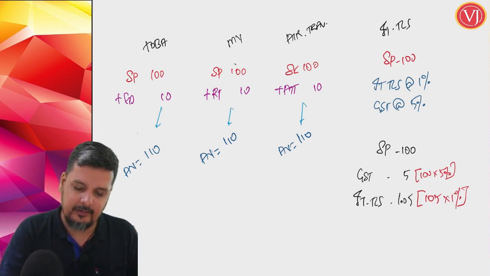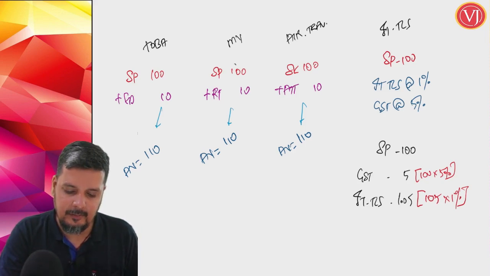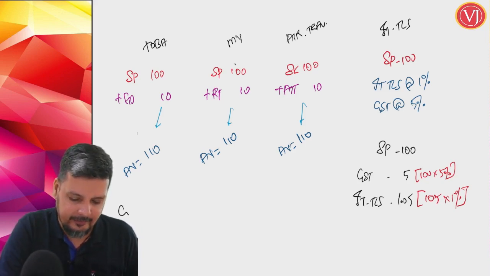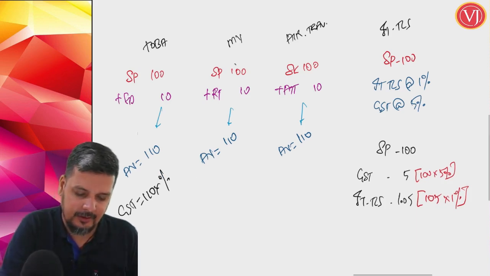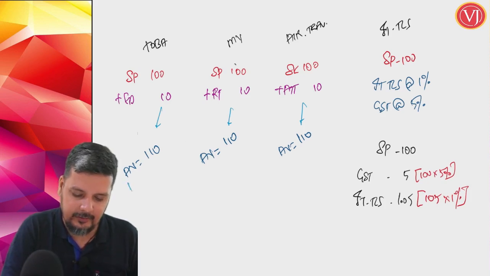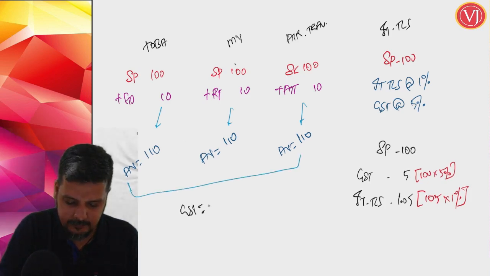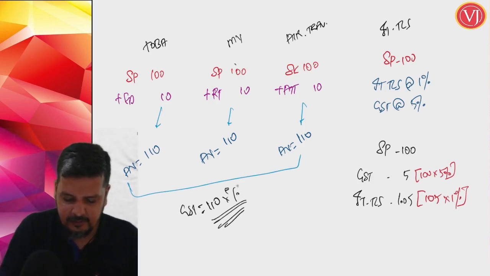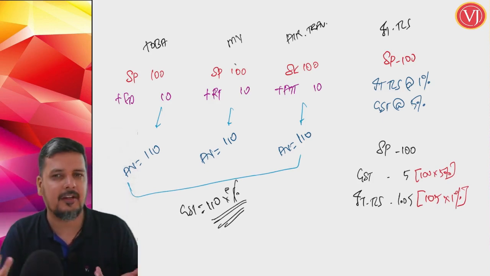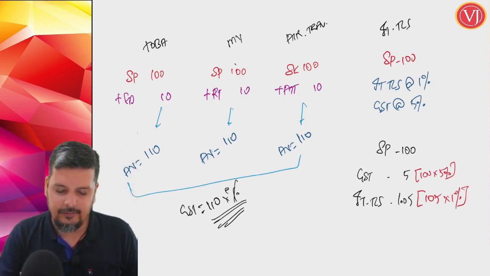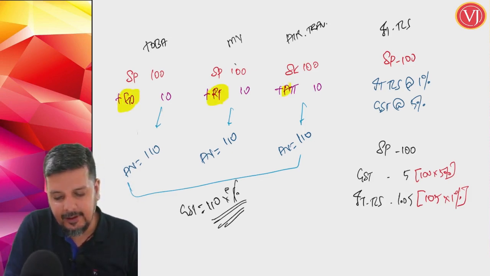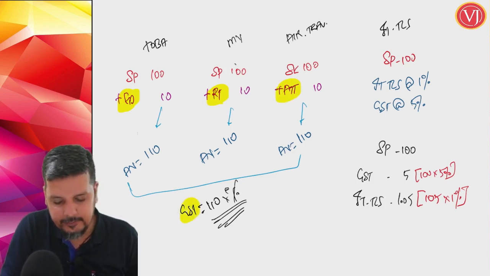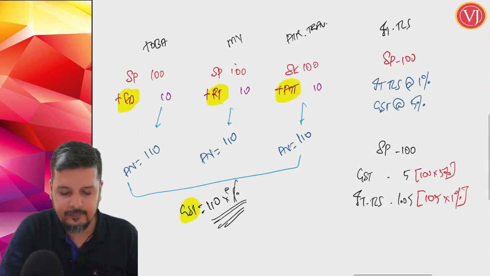The point here is normally GST comes in the end, correct? GST will be 110 multiplied by percentage in all the three cases. In all the three cases, GST would have been 110 value multiplied by whatever percentage the question gives you. But here, first you calculated GST. In all other cases, first you calculated other taxes, then you calculated GST. But here, first you worked out GST.